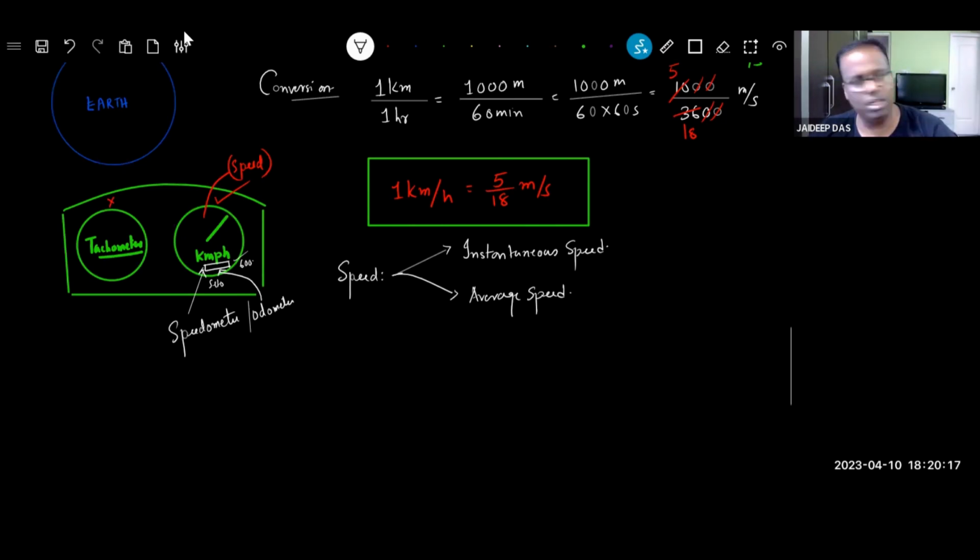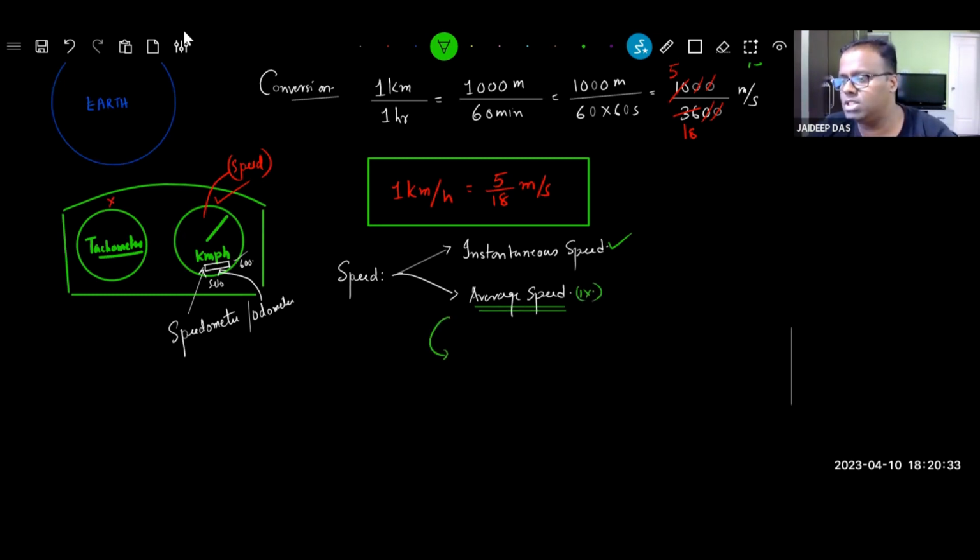Right? Got it? Instantaneous speed, clear? Anyone, any doubt on instantaneous speed? Instant bole to instant. Usi time kya speed tha? Right, fine. Now we talk about this one. This one will haunt you more in grade 9. Okay. What is average speed?